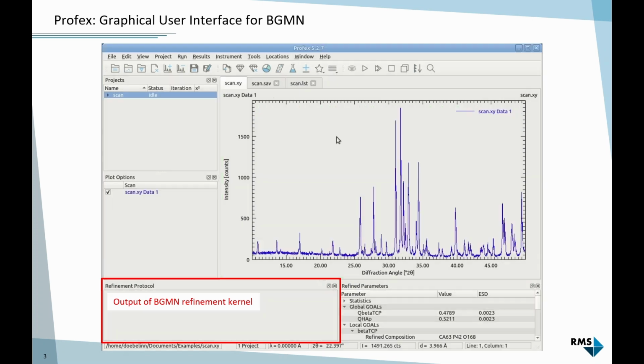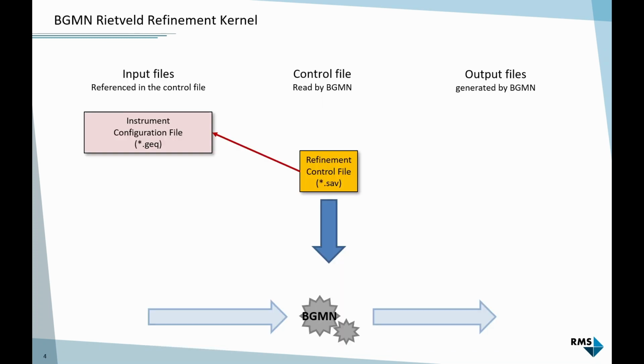And the way BGMN works is it uses text files as input files and generates text files as output files. And the central file everything revolves around is the so-called refinement control file. This is a file we have to create, and it's got the file extension SAV. I call it the SAV file for that reason. And in this file, we reference additional files.